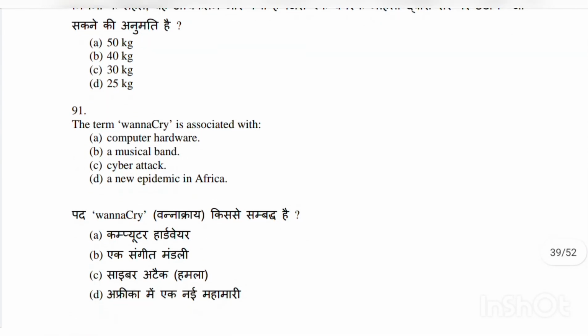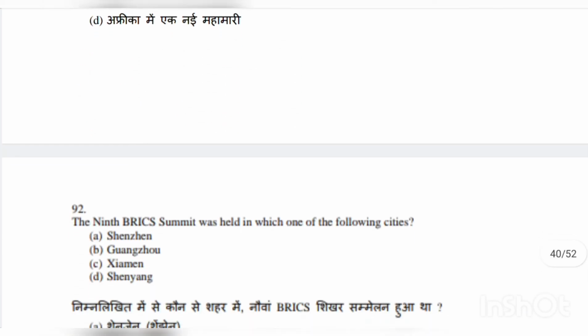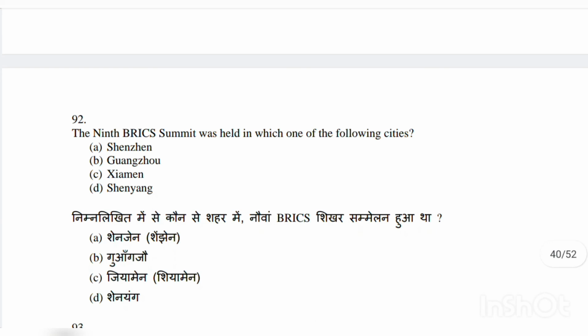The term WannaCry is associated with cyber attack. The 9th BRICS summit was held. This also comes from the current affairs side.